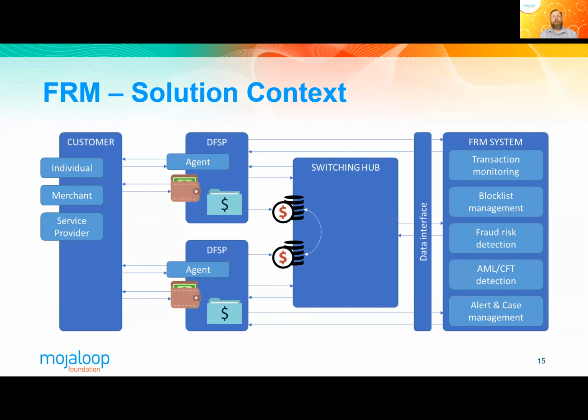So just a little bit of background and an overview of the solution in context. You have your customers who would then transact through the DFSPs, and that could either be through the agent network or a kind of a wallet that is hosted by the financial services provider. The switching hub then handles the interoperability between the DFSPs and the ledgers and the setup for all of the various transactions. In addition to that, what we want to put forward is a data interface that will transport information into a fraud risk management system where you can do transaction monitoring, where you can do your block list management, and then monitoring those transactions and potentially also customer information. You could do fraud risk detection. You could do money laundering and financing of terrorist detection. And beyond that, you want to give people the ability to manage the alerts that the system generates through a case management and a workflow platform.